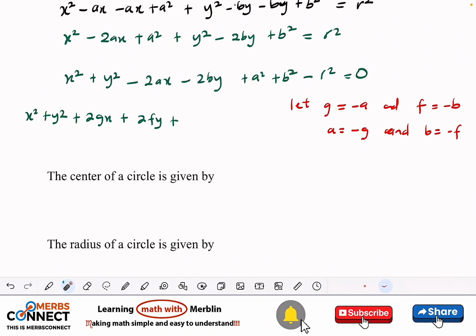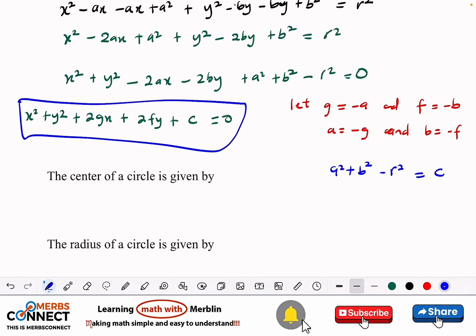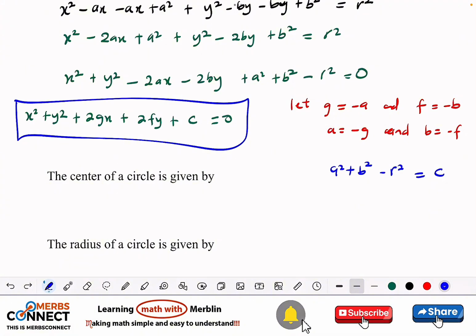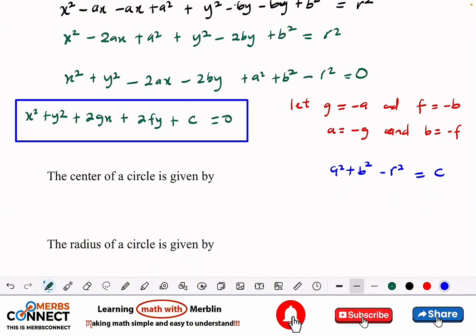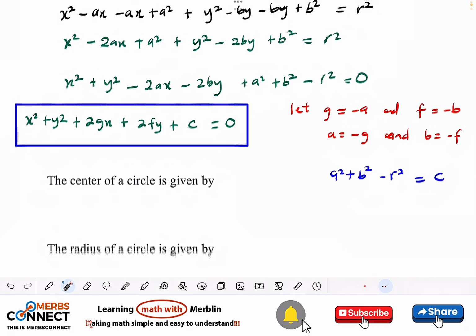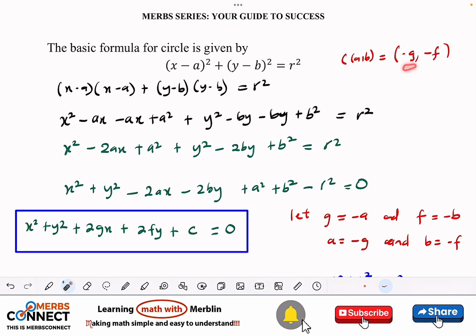Now I'm going to name this one here to be c. So I'm going to say that a² + b² − r² is equal to c, a constant, so that here I can have plus c is equal to 0. So this is another equation that we are going to use a lot, a lot, a lot. The one in blue, we are going to use it a lot, so pay attention to that. This is the equation of the circle. Anytime we have an equation in this form and we want the center, we know that the center is (−g, −f).